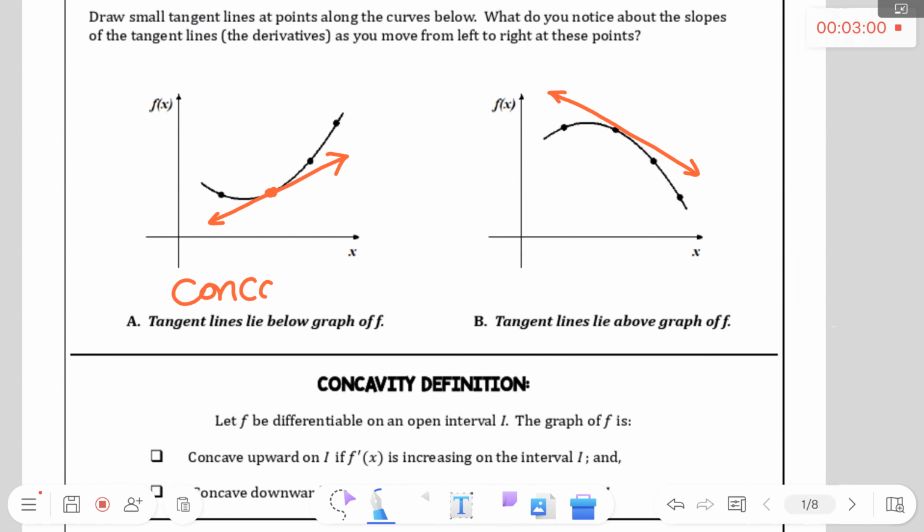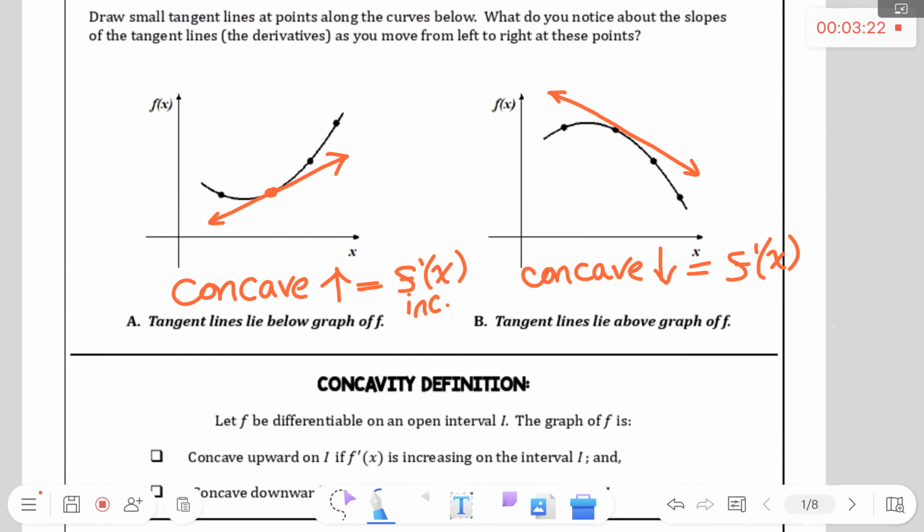So concave up means f prime of x is increasing. What's concave down then? Decreasing. It means f prime of x is decreasing. Cool.